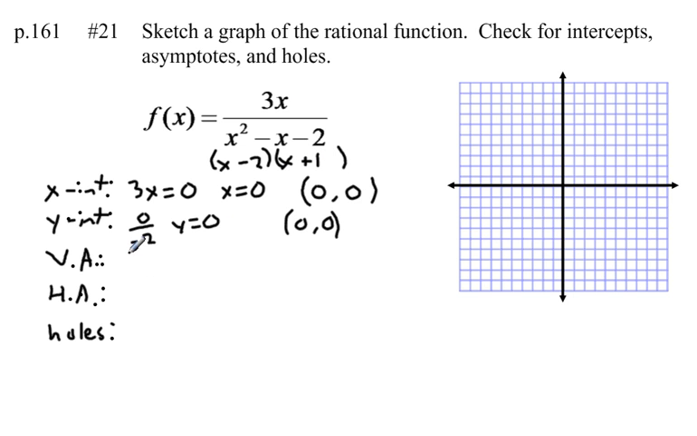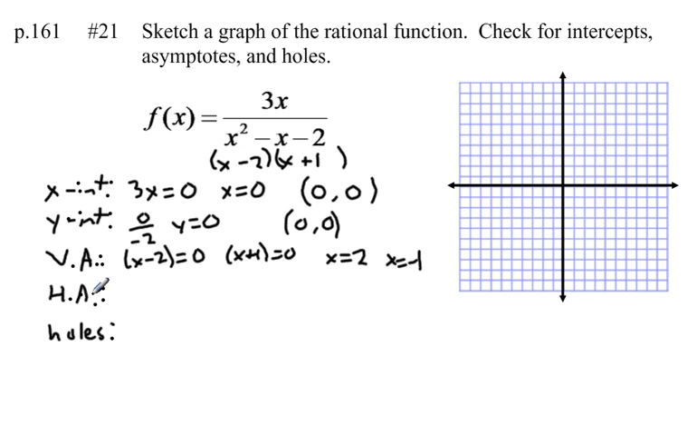So to find my vertical asymptotes, I have to set each of those parts equal to 0 and solve for x. So x minus 2 could equal 0, or x plus 1 could equal 0. The first one, if I add 2 to both sides, I get x equals 2. The second one, if I subtract 1 from both sides, I get x equals negative 1. So I've got two vertical asymptotes where x equals 2 and x equals negative 1.